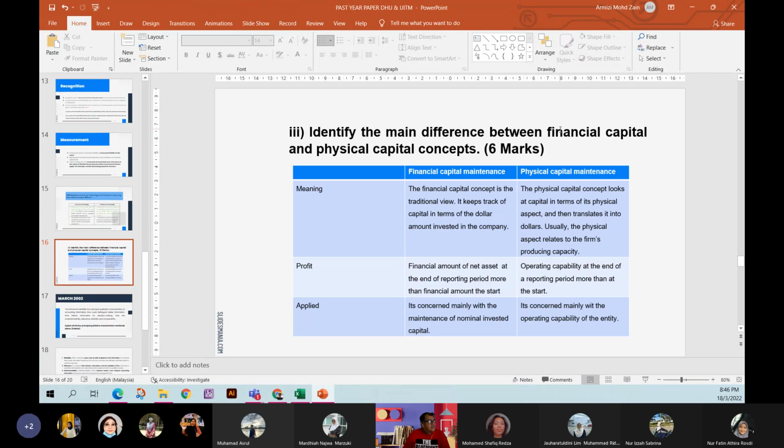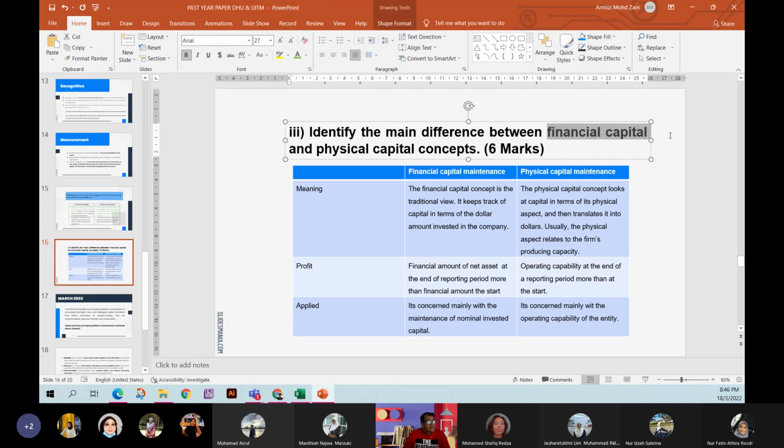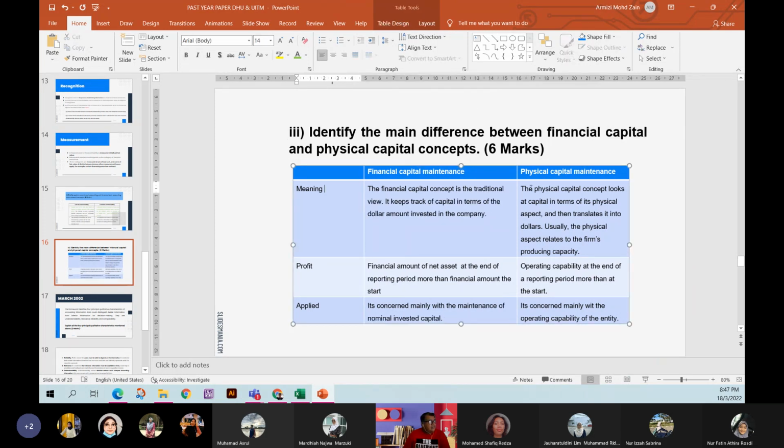Differences between financial capital and physical capital. Okay, yang semalam ni kawan-kawan you dah ada present dah semalam, passive paper. Dia more or less sama dengan soalan you semalam. You cuba cari benda-benda yang baru yang you boleh present. Boleh present yang macam ni juga.